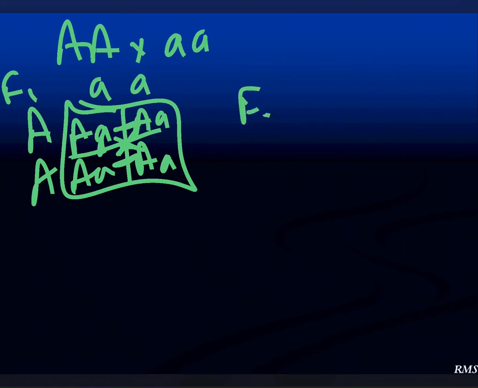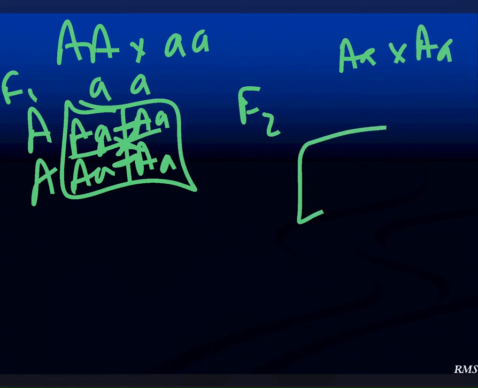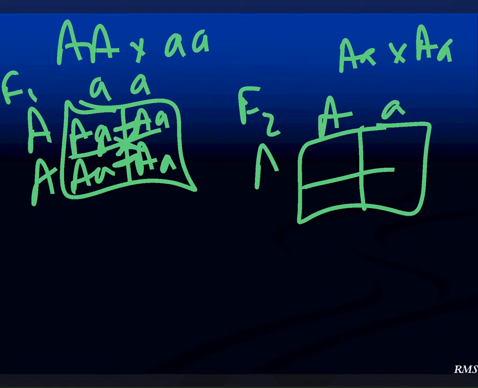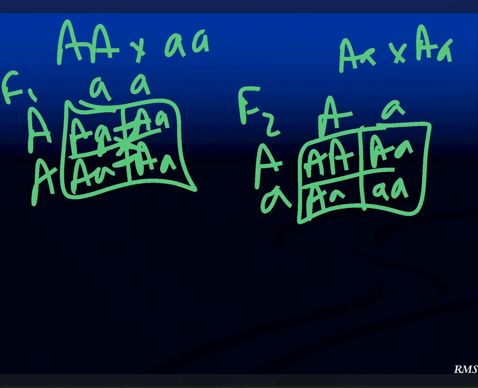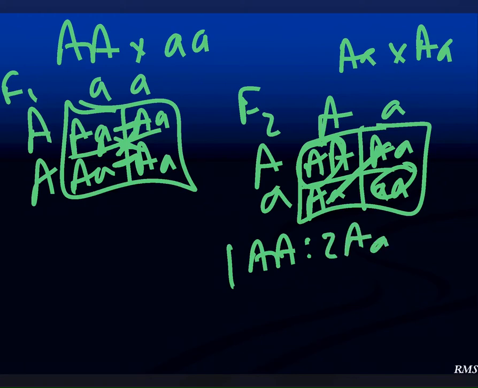So for the F2 generation, we then have a big A, little a crossed with a big A, little a. We set up our Punnett square. Big A, little a, big A, little a. And that's big A, big A, big A, little a, big A, little a, little a, little a. So genotype, it's a 1 to 2 to 1 ratio. So 1 big A, big A to 2 big A, little a's to 1 little a, little a.